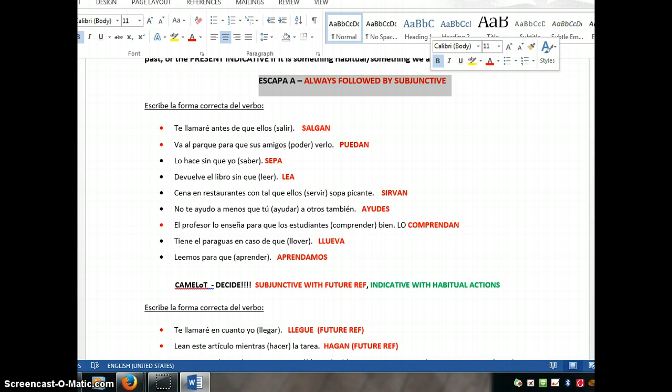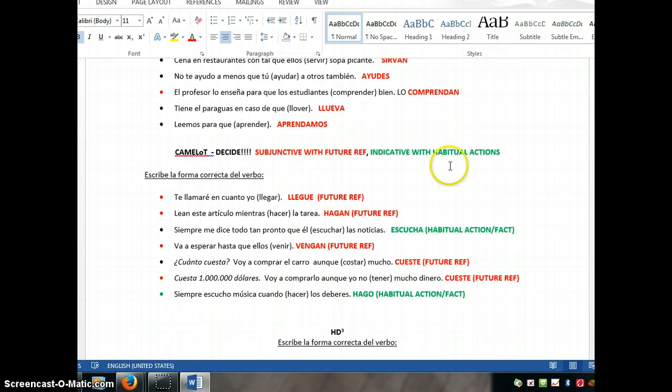In the second group of sentences, you have to decide, is it subjunctive or is it indicative? If we have a habitual action where we show that something happens regularly, we would use the indicative because then it would be a fact. And remember, with facts, we use indicative. Whereas if there's a future reference, there's a chance that the action may not take place.